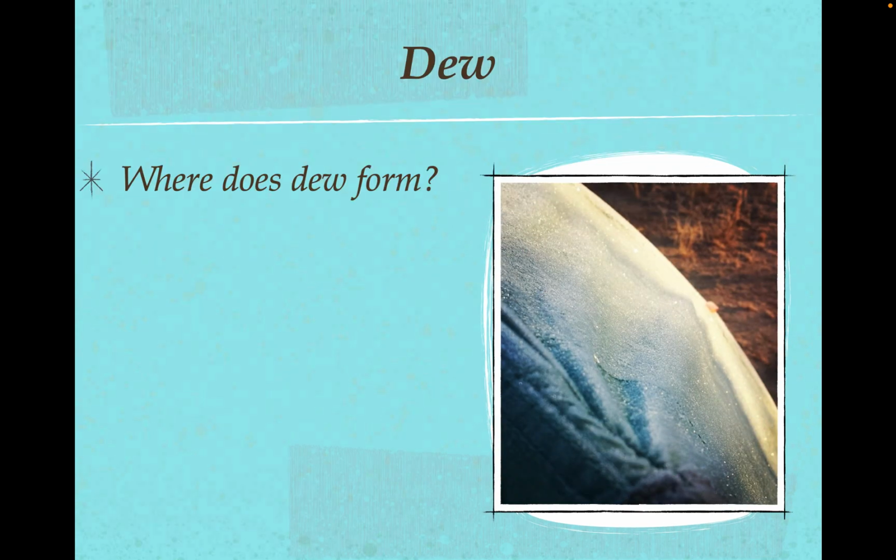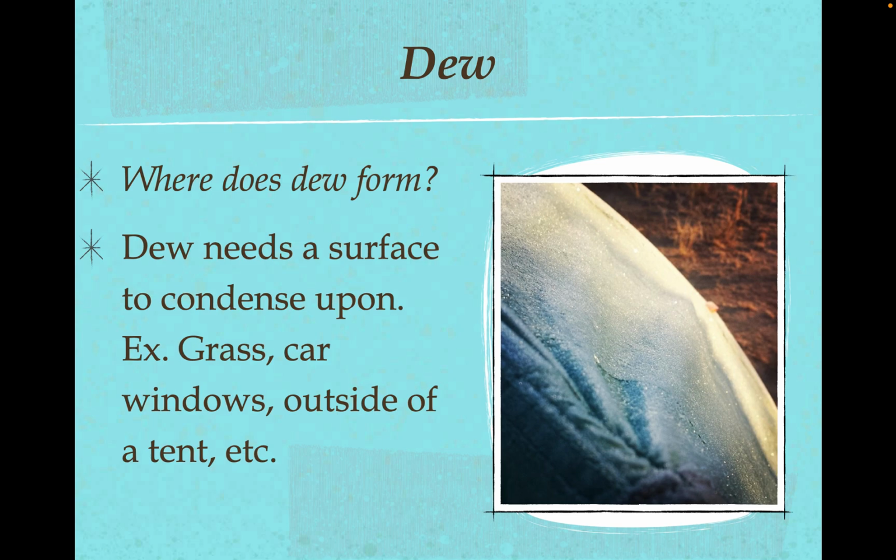So again, you got some italicized stuff here. Dew needs a surface to condense upon. You need some kind of solid surface, something for it to condense on. It could be grass, car windows, outside of a tent, etc. So lots of things could be that. And generally, solid objects are going to be quicker to kind of soak up that energy or kind of be colder, feel colder for the water vapor to condense upon or to cling to. I just gave some examples right here.